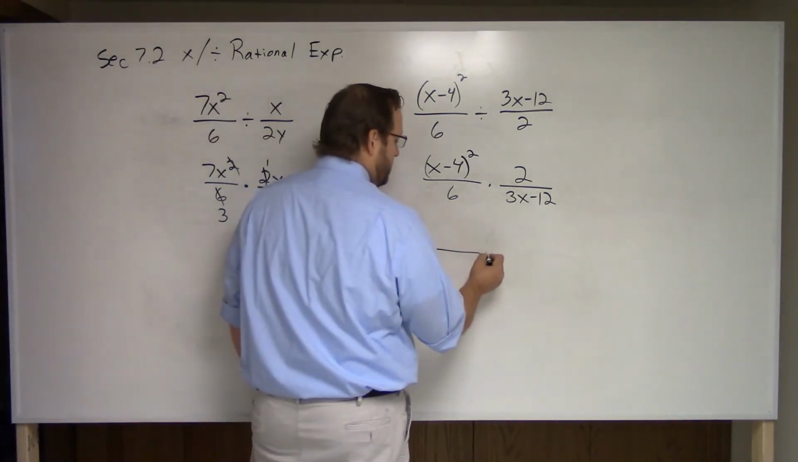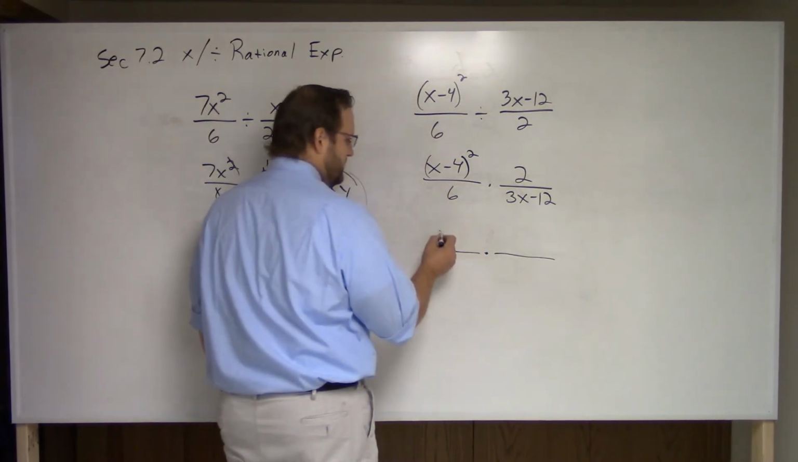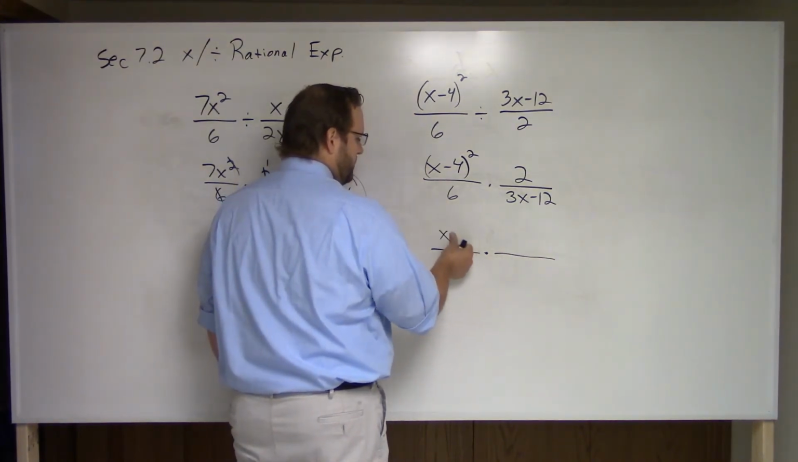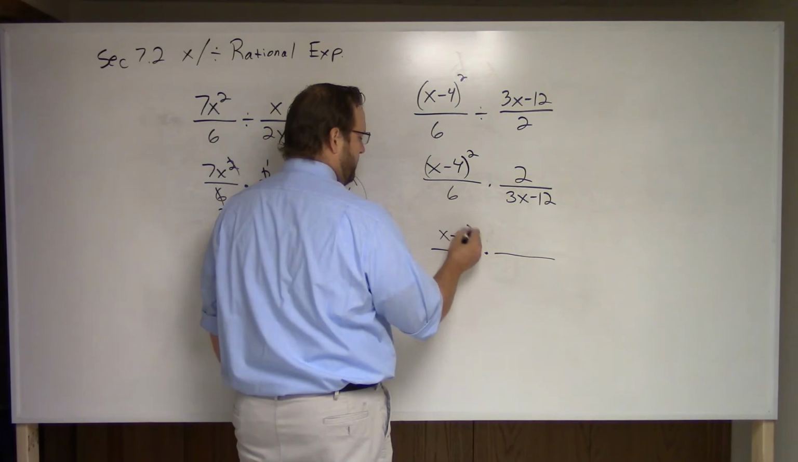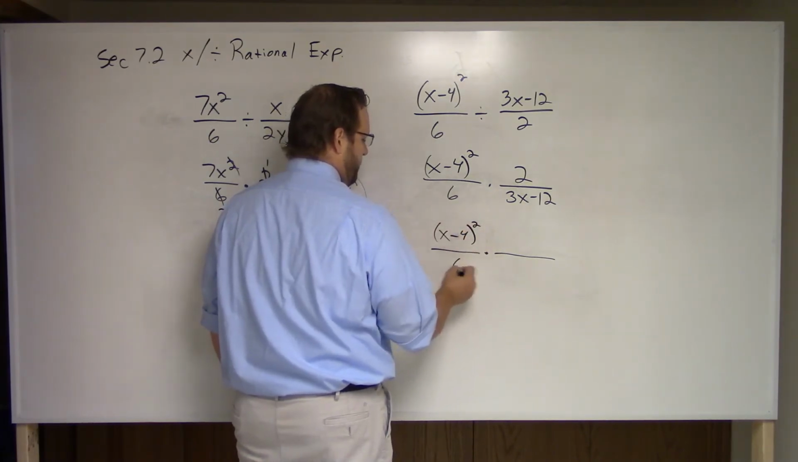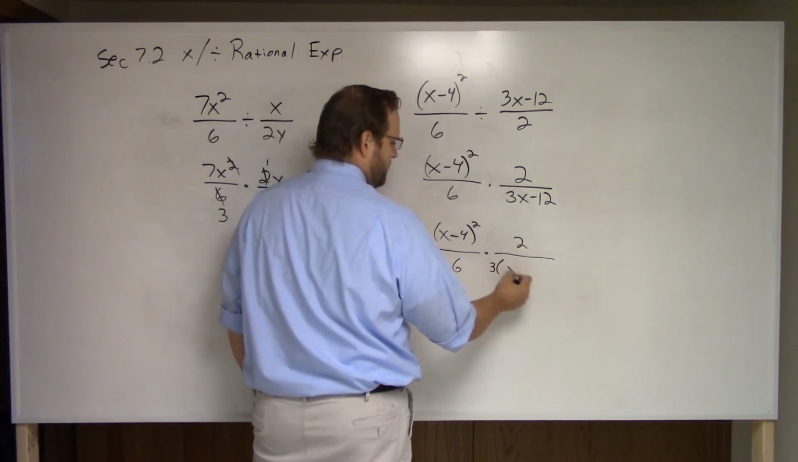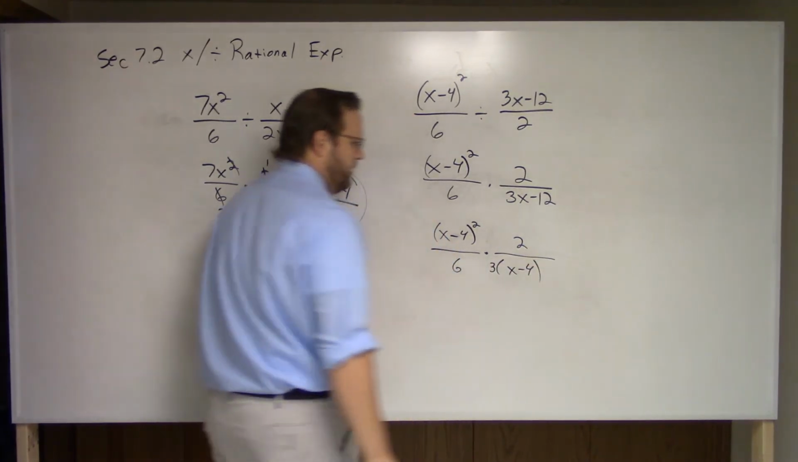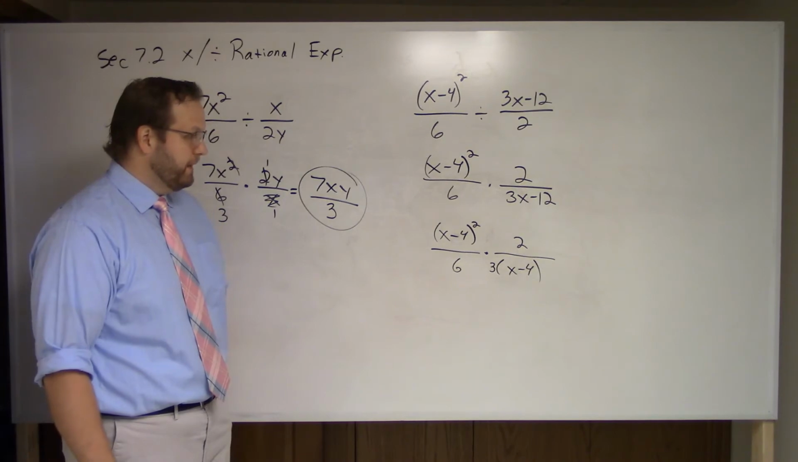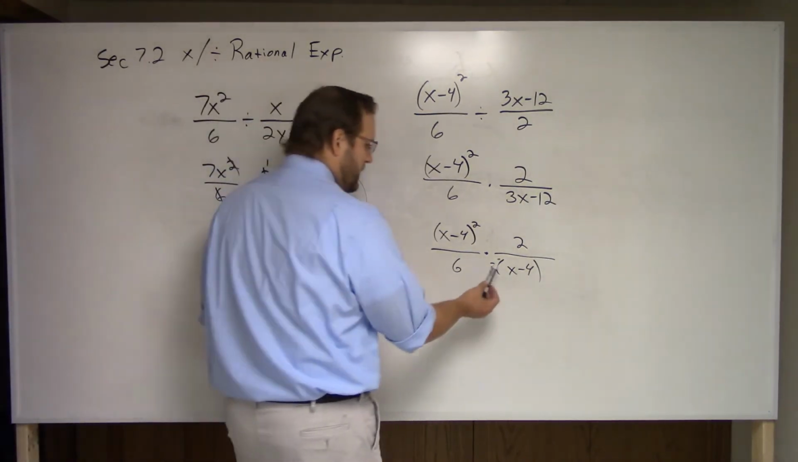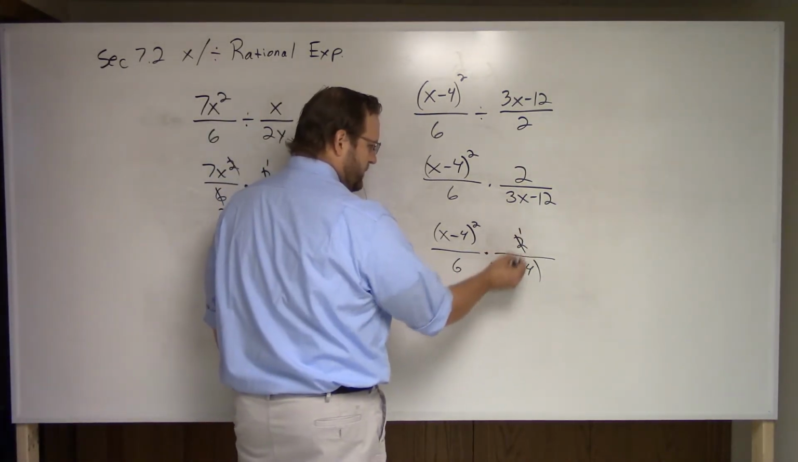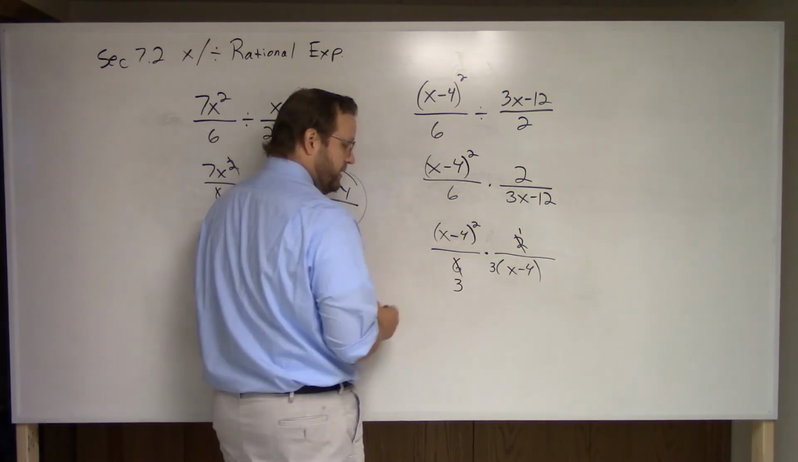Okay, now really there's not much to factor here because this is already good to go. So are those. We've just got that. Okay? Now, let's reduce. Let's go with the 2 first. 2 divided by 2 is 1. 6 divided by 2 is a 3.